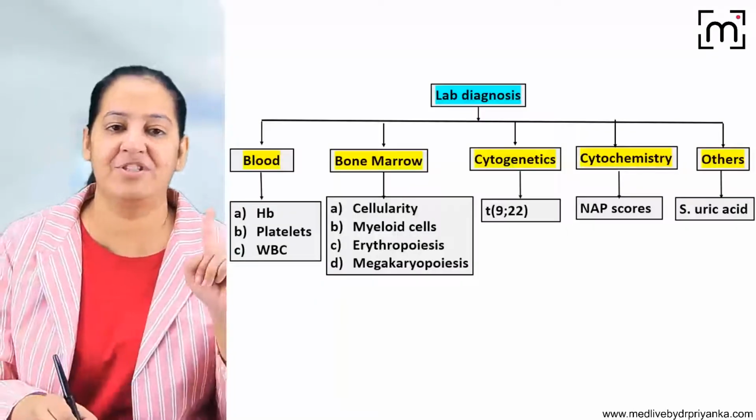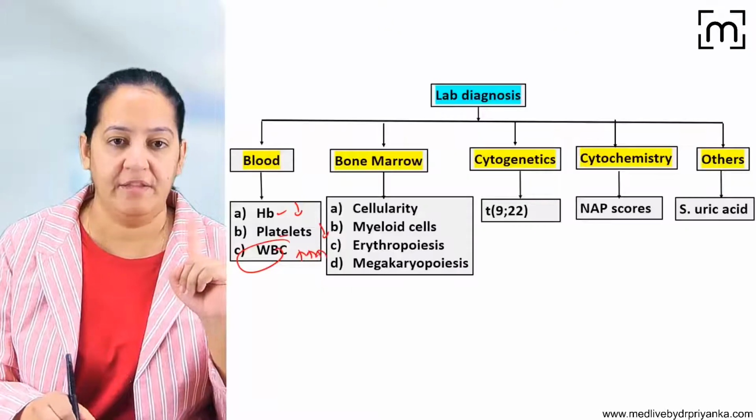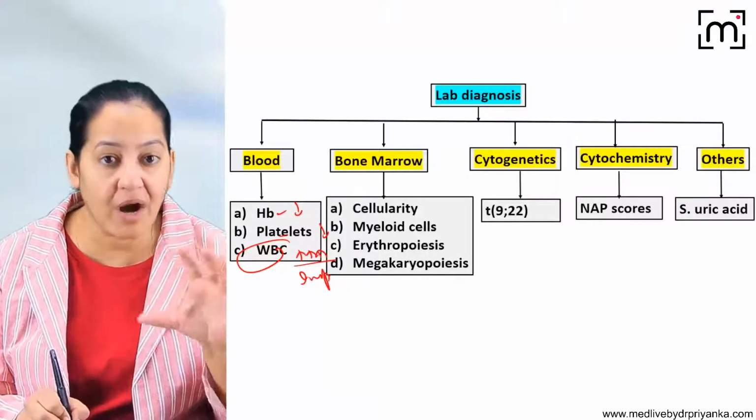So we are done with the blood picture. The hemoglobin is less. The platelet is less. But WBC are too high. They are usually more than 2 lakh. And here they are immature, and you have to draw the diagram also, the garden party appearance.